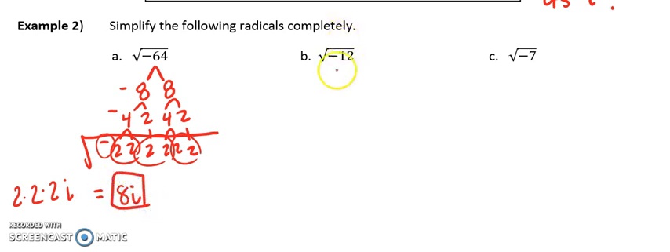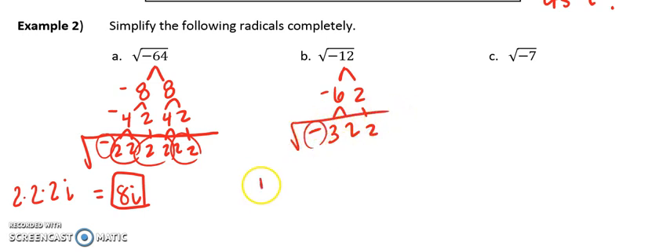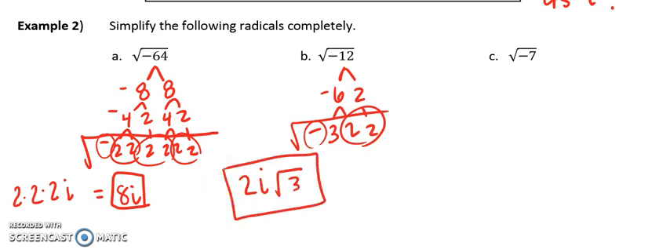Let's look over here at negative 12. So breaking this up the same, so negative 6 times 2, negative 3 times 2, bring down the 2. Again, when you see a negative, you write i. Pair of 2s, you bring out the 2, and the 3 stays inside, just like that. Now 7 doesn't break up, right? But we do have a negative sign in here, so this is i root 7. So don't do nothing with it, there is an i there.